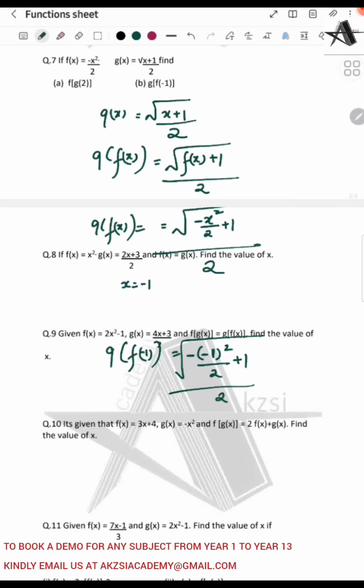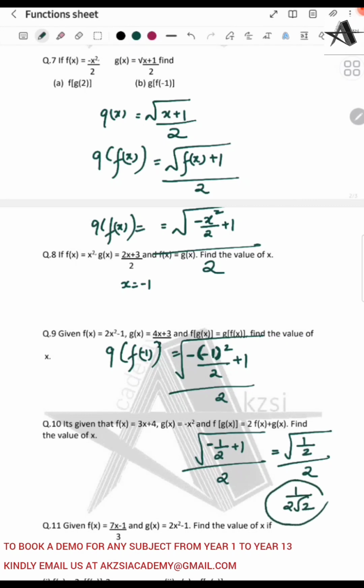Sometimes, just by looking at it, the student thinks, okay, negative 1 multiplied by negative, okay, it's positive. But no, this negative whole squared will make this one positive, and positive multiplied by negative will give me negative. Negative half plus 1, root of it, over 2. This is 1 over 2, root of it, over 2. So this will give you 1 over 2 root 2. That's going to be your final answer.